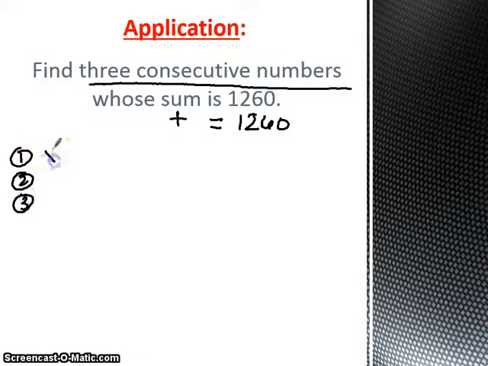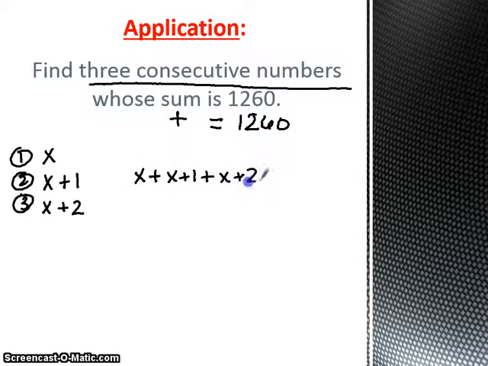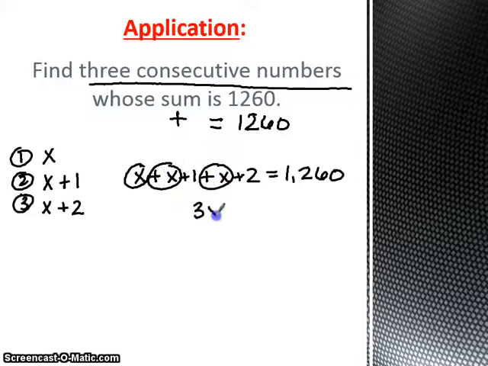Now, do we know the first of the 3 consecutive numbers? No, so we're going to put x. But we know that the second one will be 1 more than it, so we'll write x plus 1. And we know the third one will be 1 more than that, or x plus 2. So if we add them together, x plus 1 plus x plus 2, we know it will equal 1,260. Combine like terms, x plus x makes 3x, positive 1 and positive 2 makes positive 3, and that's equal to 1,260.